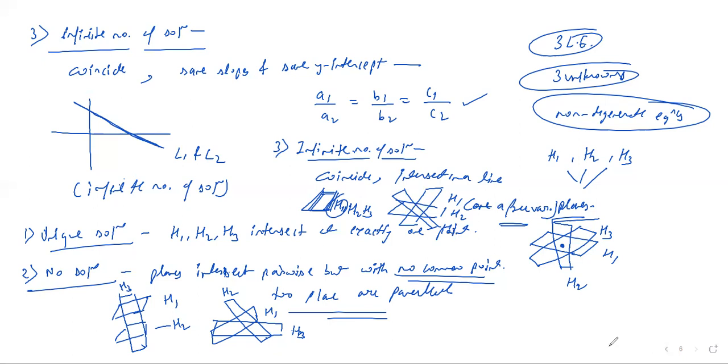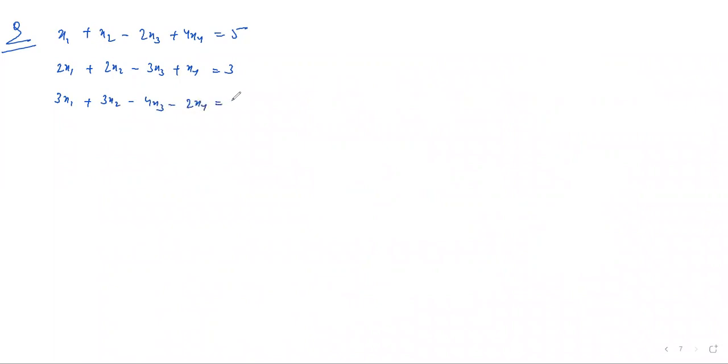Now let's do one more thing, which is an example. Let's consider a system of linear equations: x1 plus x2 minus 2x3 plus 4x4 equals 5, 2x1 plus 2x2 minus 3x3 plus x4 equals 3, and another is 3x1 plus 3x2 minus 4x3 minus 2x4 equals 1.